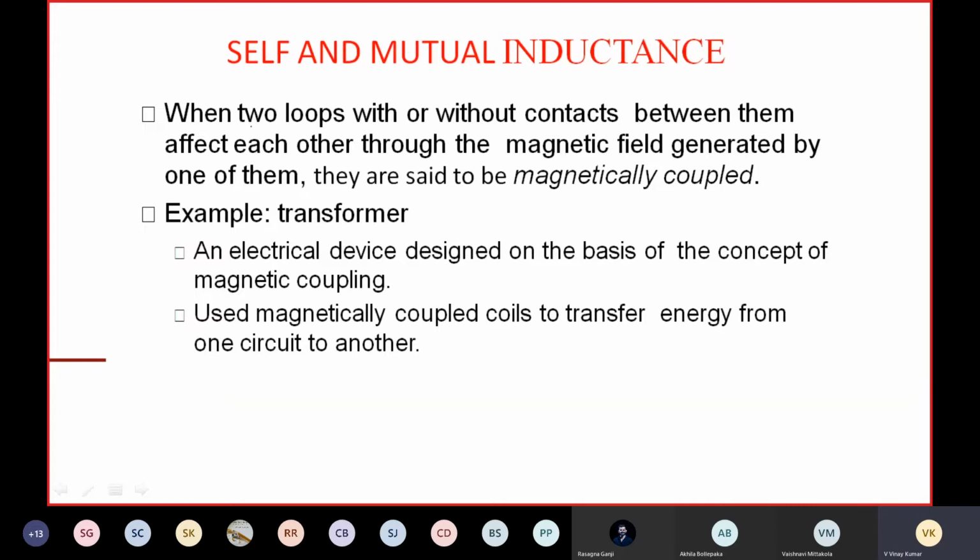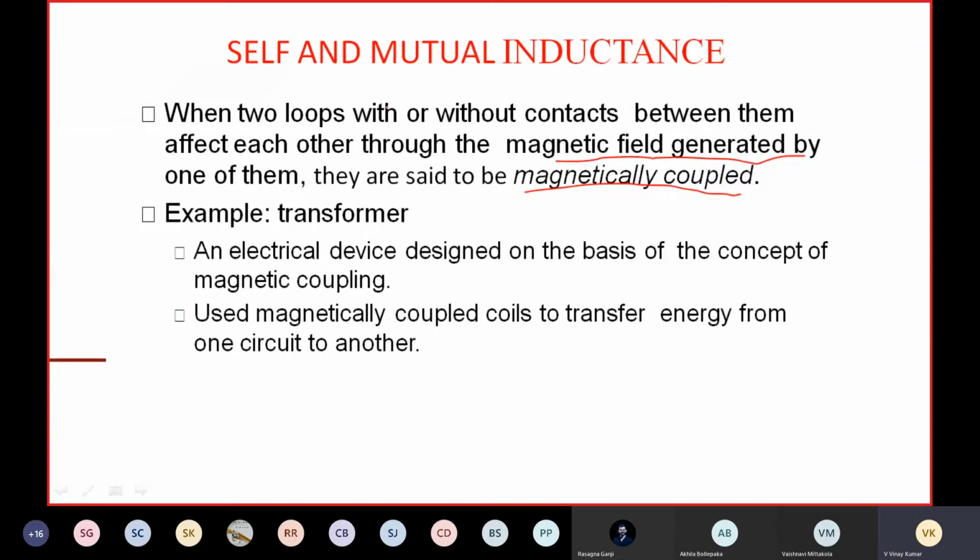When two loops with or without contacts between them affect each other through the magnetic field generated by one of them, then they are said to be magnetically coupled. When two coils, having no contact between them, affect each other through the magnetic field generated by one of them, then they are said to be magnetically coupled.